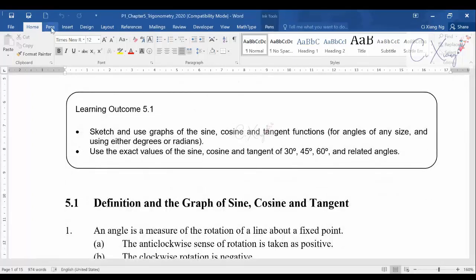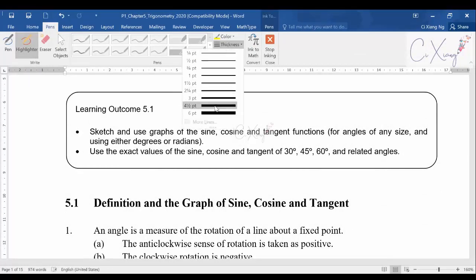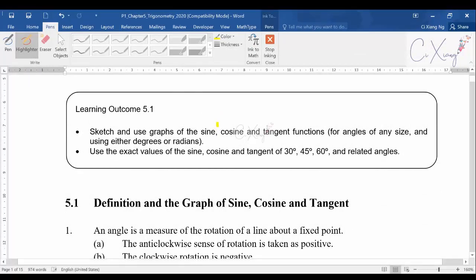What is the learning outcome for this video first? For this video, I am going to cover something very basic only. First, they want you to know how to sketch and use the graph of sine, cosine, and tangent. But I'm not going to teach you how to sketch a graph in this video. The graph part will be covered in the next video. In this video, I'm going to ask you to find the exact value of sine, cosine, and tangent for 30 degrees, 45 degrees, and 60 degrees, and also the related angles. So we are going to cover this today.